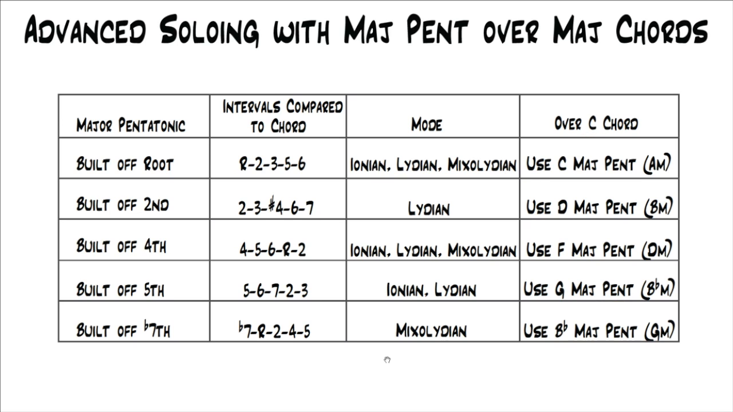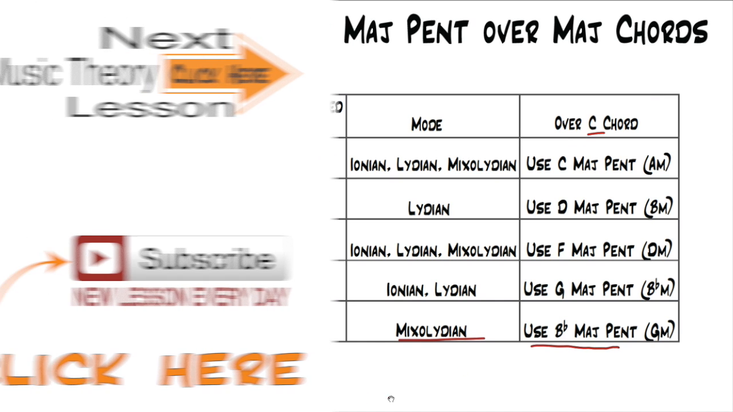Or your last option would be to play a major pentatonic built off the flat 7, which if we're talking about a C major chord, the flat 7th note compared to C is B flat because the major scale is C, D, E, F, G, A, B. The 7th note is B, but it's a flat 7, so you put that down half a step, you get B flat. So you use B flat major pentatonic. Those intervals over the C major chord will give you flat 7, root, 2, 4, 5, which could only be the Mixolydian sound because of that flat 7 when you're playing over a major chord.